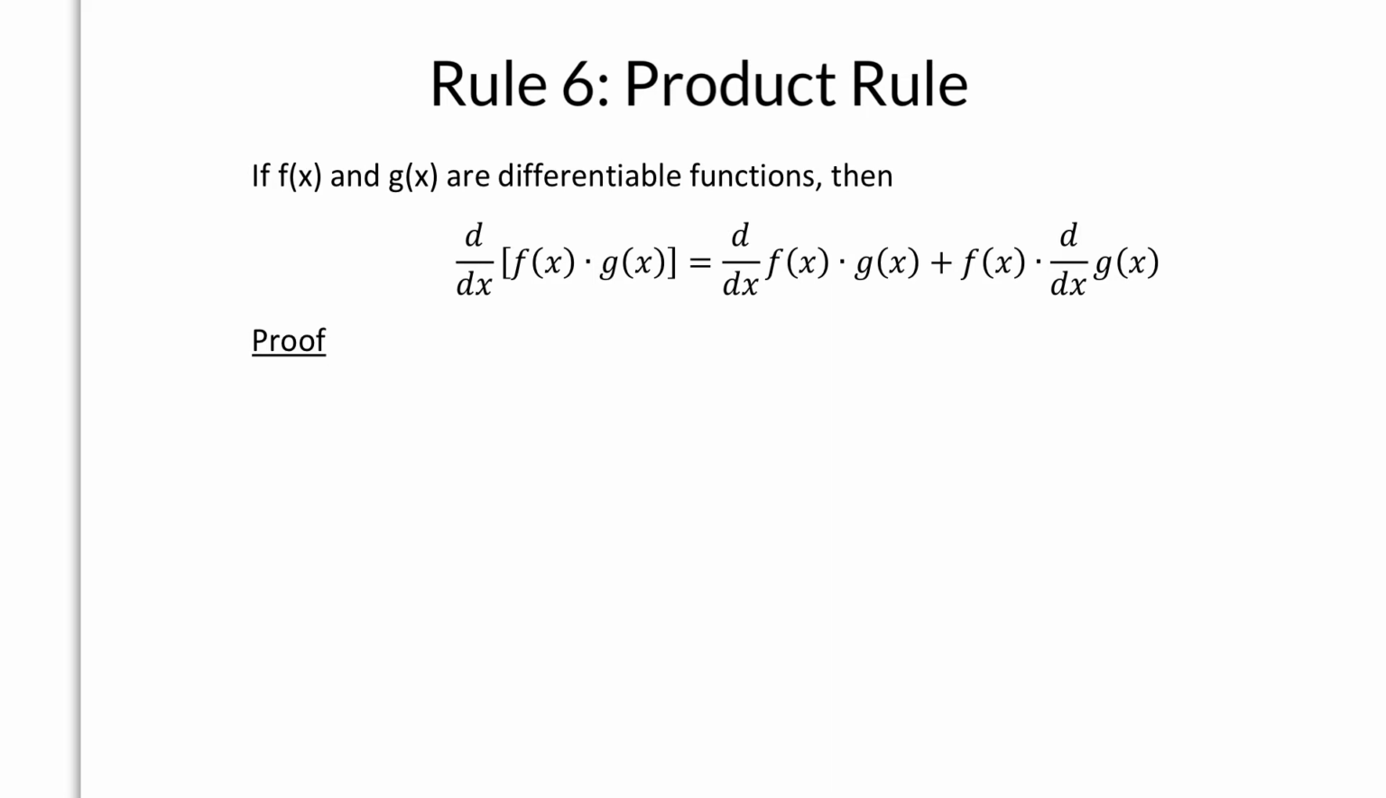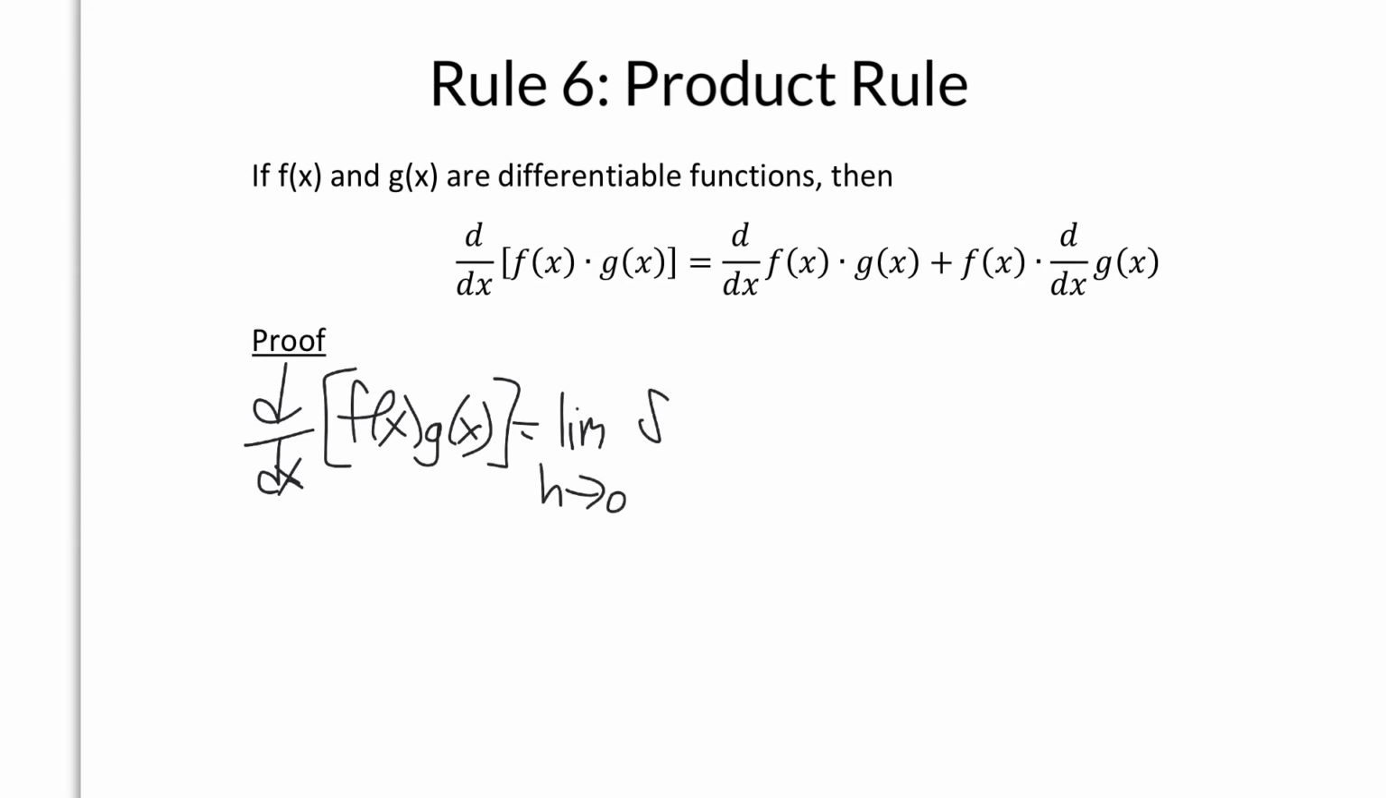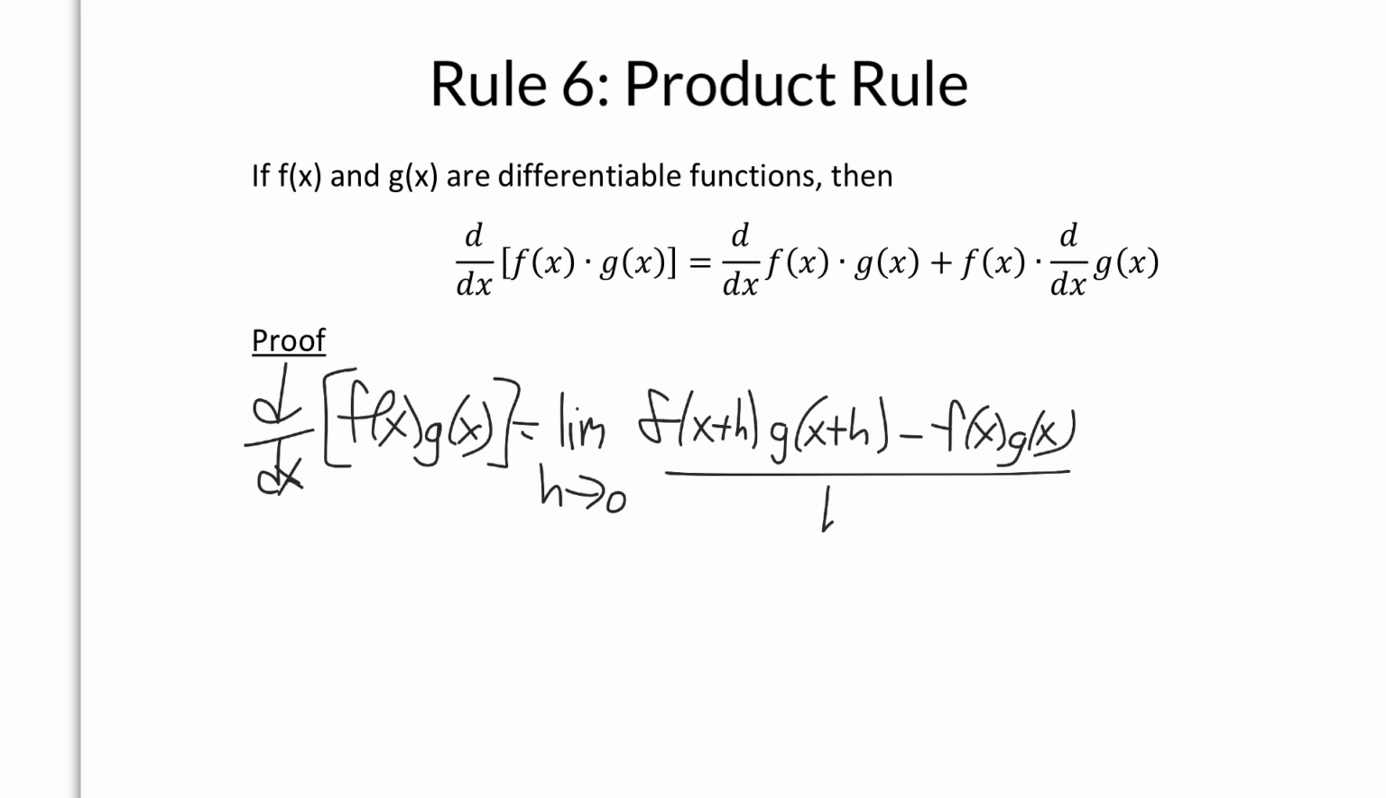Now, we're going to go ahead and do the proof, and it's just like all of our limit proofs. We start with the definition of the derivative, which comes from the limit, and then we work it through. So we're doing the derivative of f(x) g(x). And so to do that, well, we need to have a limit. Limit as h approaches 0 of f(x plus h) g(x plus h) minus f(x) g(x) all over h.